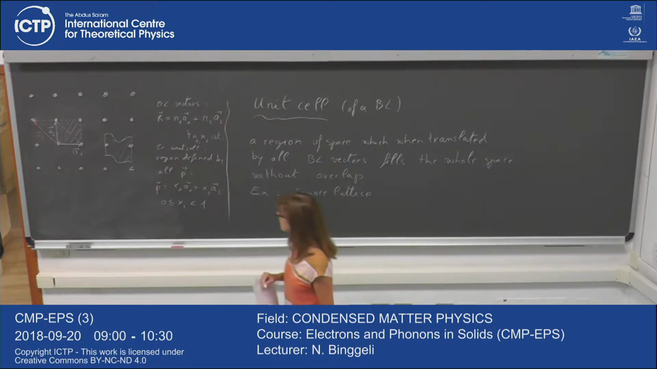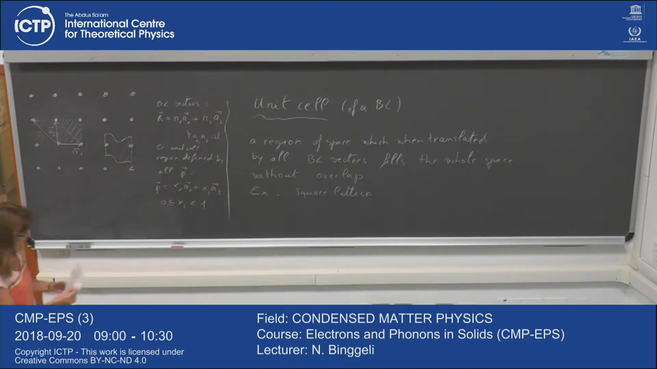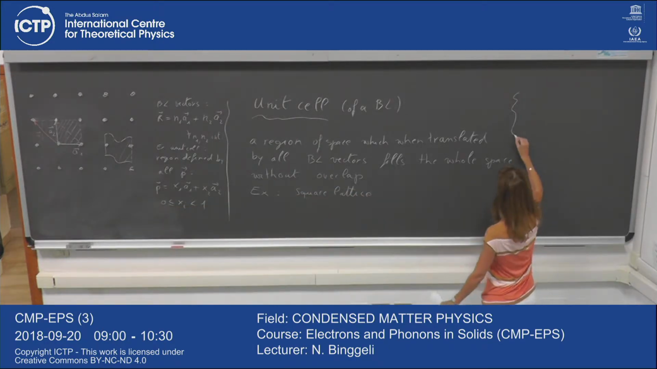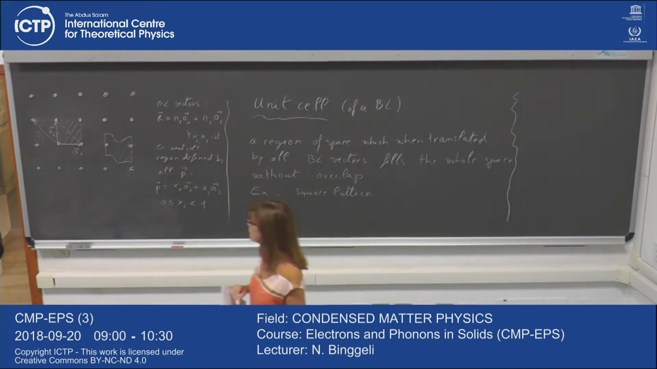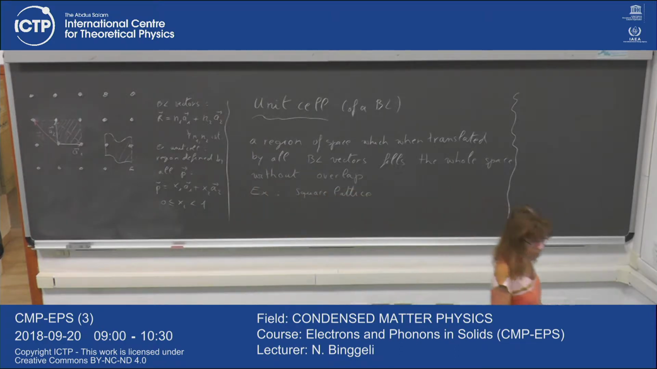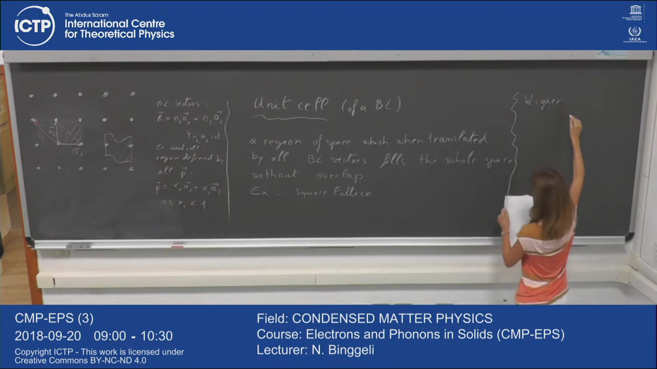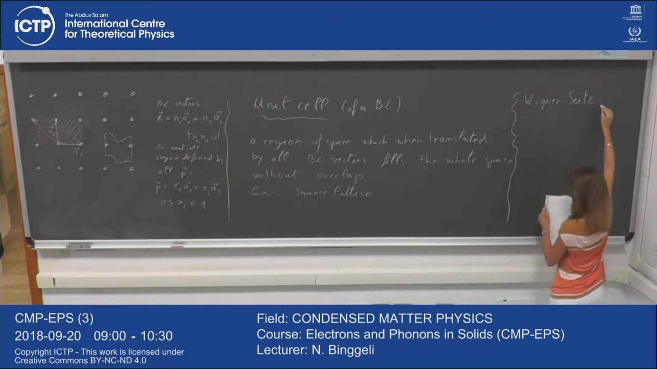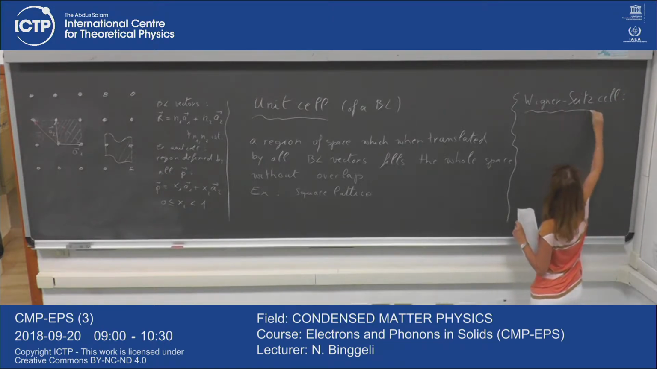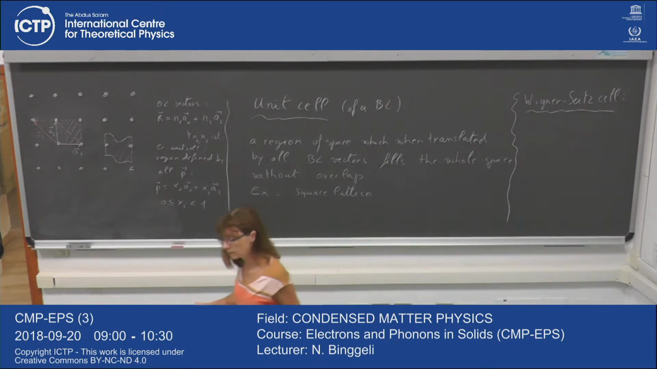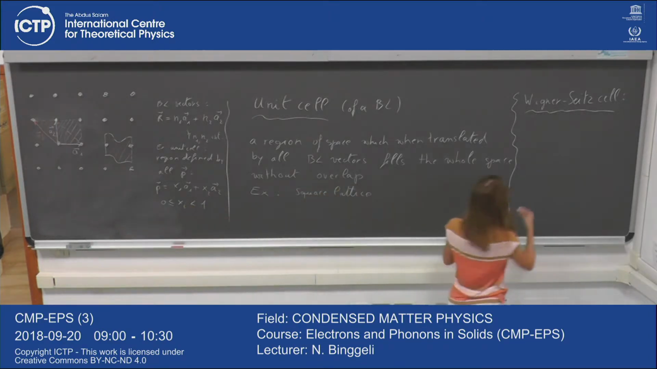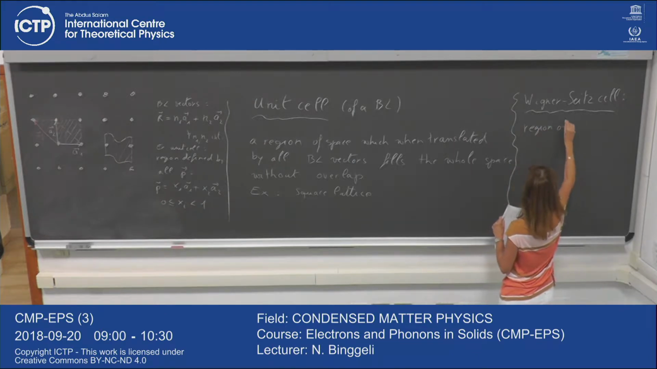So now there is some particular choice of unit cell, which is especially convenient and symmetric, and this is what is called the Wigner-Seitz cell. There is one special unit cell that we will introduce and use also later in the course, which is called the Wigner-Seitz cell. So the Wigner-Seitz cell is defined as the region of space that is closer to a given lattice point than to any other lattice point.